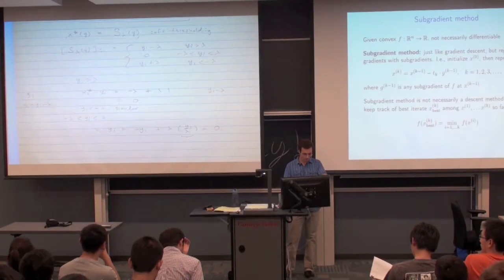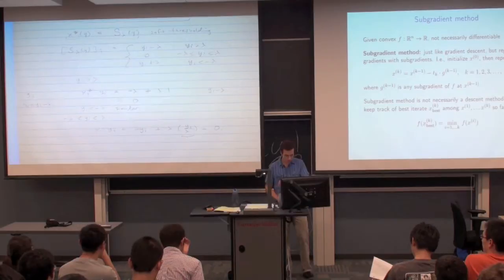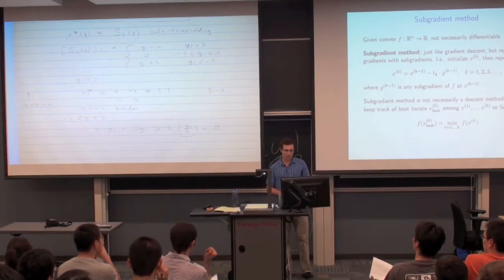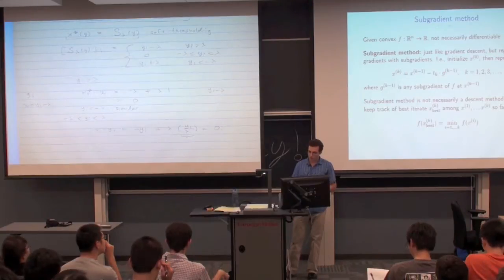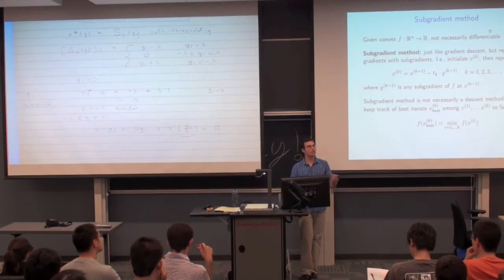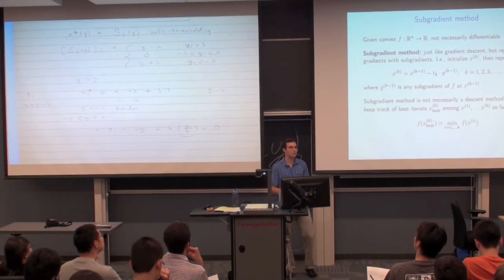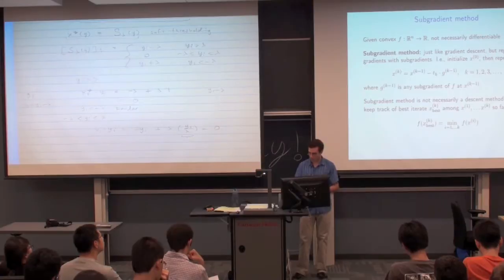Okay. I'm going to state the subgradient method, and then we're going to take a break, and after we come back, we're going to start looking at it. So now that we've learned subgradients, we can take our idea for gradient descent, and we can just replace the gradient with a subgradient. And that'll give us a new method. That's all the subgradient method is.